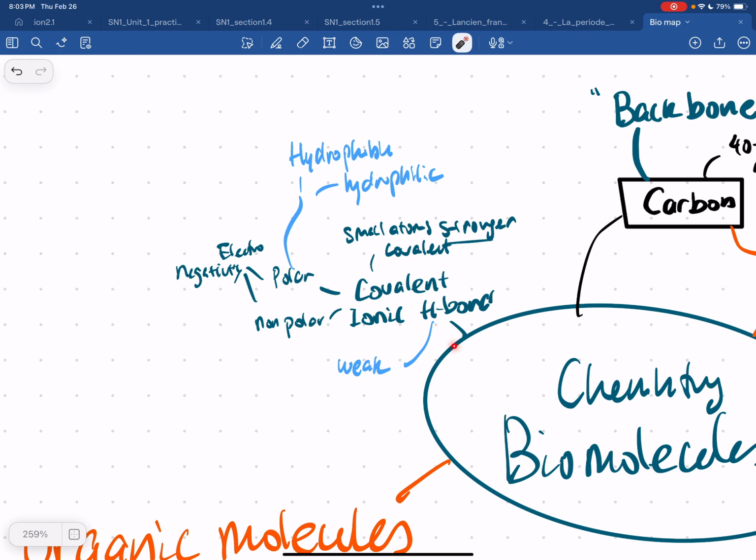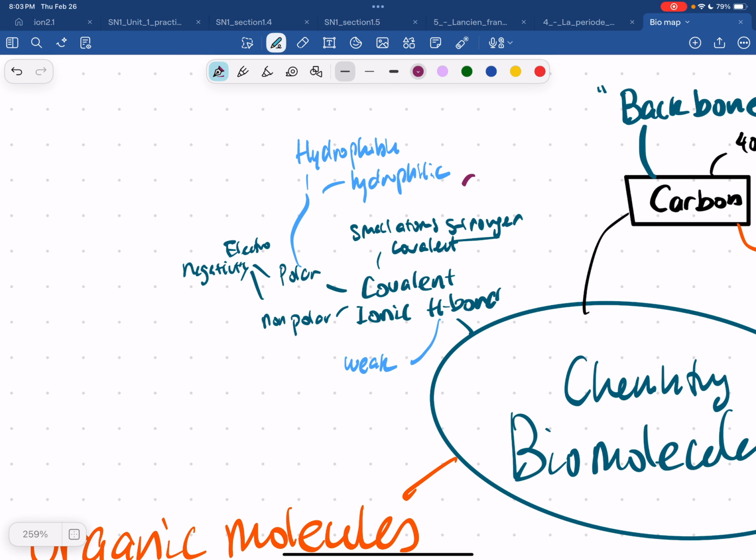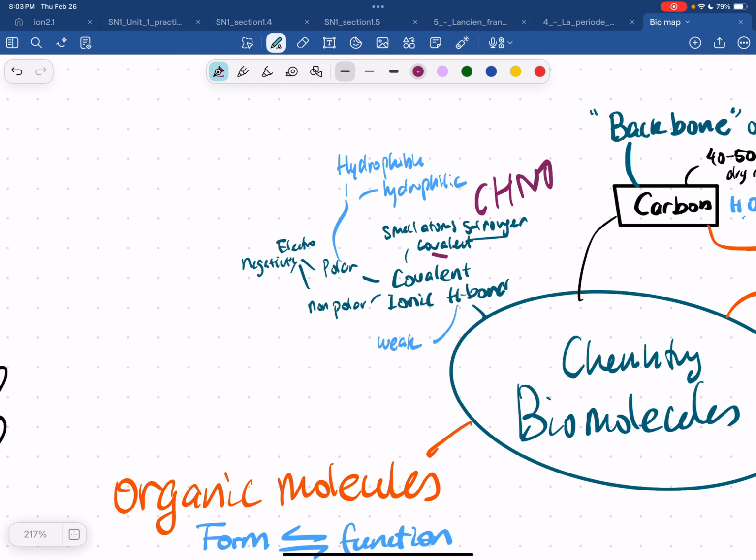So covalent bond, ionic bond, hydrogen bond. Hydrogen bonds are weak and covalent bonds are a lot stronger. The smaller the atoms, the stronger the bond. So there are small atoms such as C, H, N, and O, CHNO, that form these very strong covalent bonds.